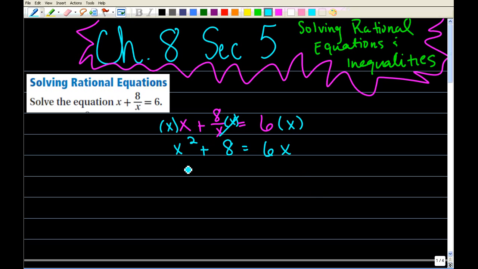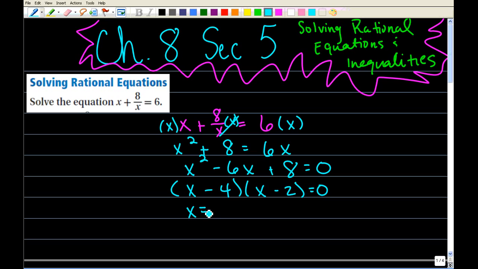Let's get this all on one side of the equal sign. So we'll have x squared minus 6x plus 8 equals 0. And then, does this factor? What multiplies to positive 8 and adds to negative 6? Well, that's negative 4 and negative 2. So here we'll get x equals 4 and x equals 2.